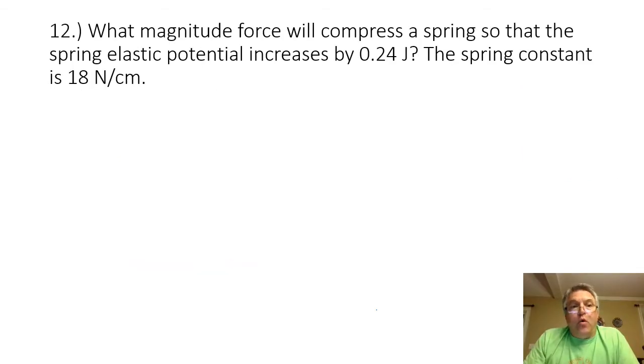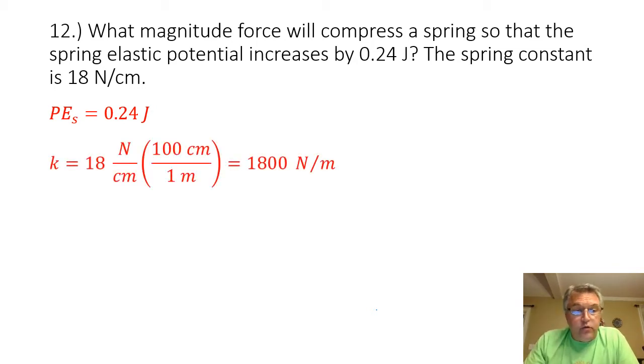Problem 12. What magnitude force will compress a spring so that the spring's elastic potential energy increases by 0.24 joules? The spring constant is 18 newtons per centimeter. So in this case, we are given the elastic potential energy of 0.24 joules. I am given the spring constant of 18 newtons per centimeter. I do need to convert that to newtons per meter. So when I do that, I'm going to have a spring constant of 1800 newtons per meter.